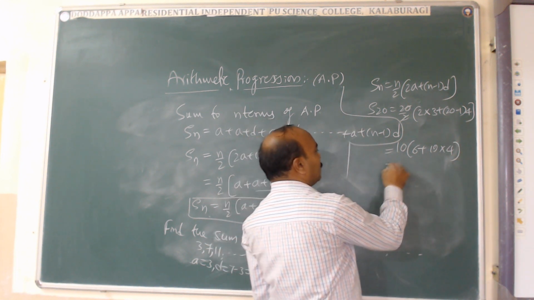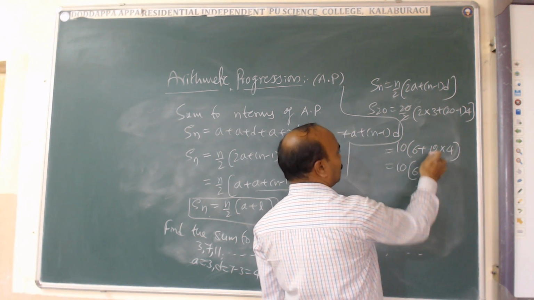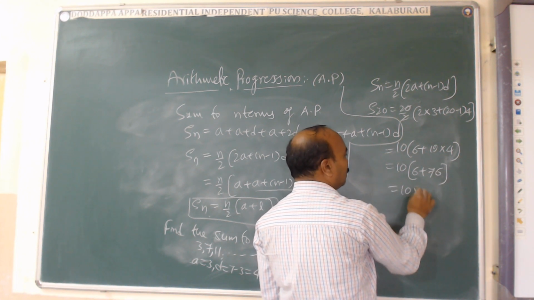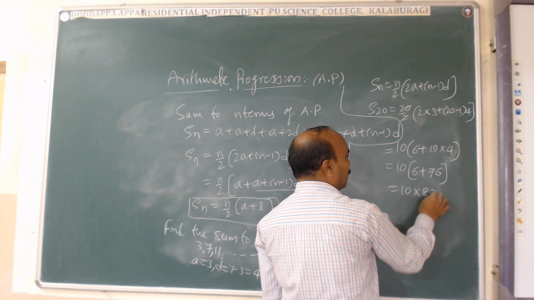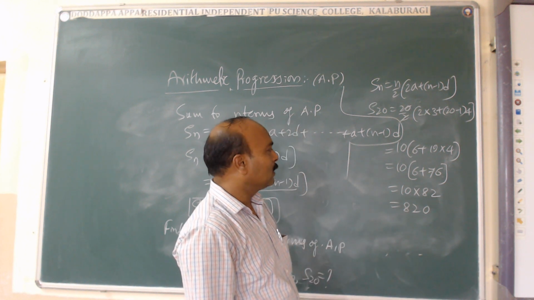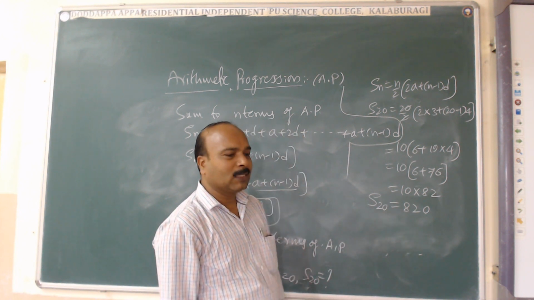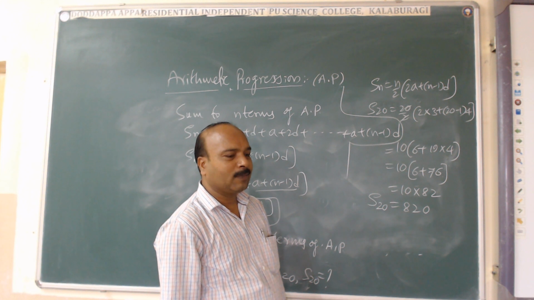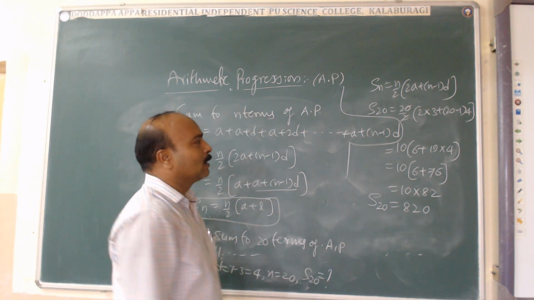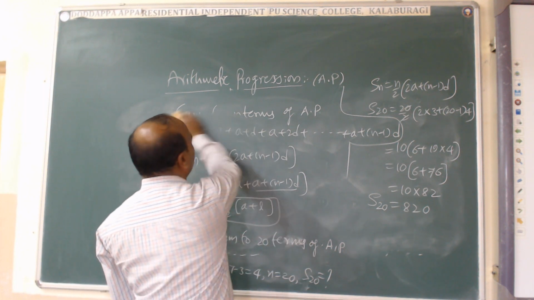Now simplifying this we get 10 into 6 plus, 4 9s are 36, 4 1s are 4, plus 3 is 7, so it is 10 into 76 plus 6, 82. So the answer is 820. So this is the sum of 20 terms of the AP, that is given by S20. S20 stands for the sum of 20 terms of the given arithmetic progression. Like this you find the sum of n terms of the given arithmetic progression. Next we go for another example.